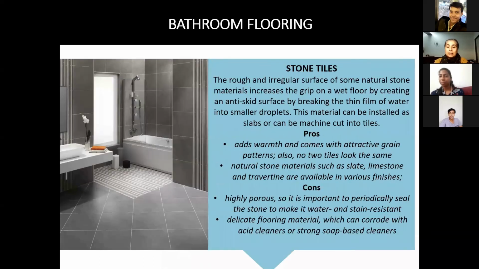Another option that can be considered for bathroom flooring is that of stone tiles. The rough and irregular surface of some natural stone materials increases the grip on a wet floor by creating an anti-skid surface by breaking the thin film of water into smaller droplets. Now, this material can be installed as slabs or can be machine cut into tiles depending on the kind of size you're looking for. Coming to the pros of stone tiles, they add a warm character to the bathroom space. They come with attractive grain patterns. Also, no two tiles are exactly the same. So it depends on the kind of lot that you've picked up.